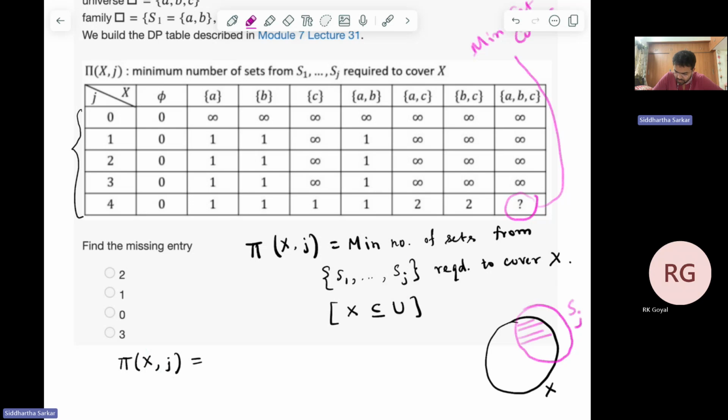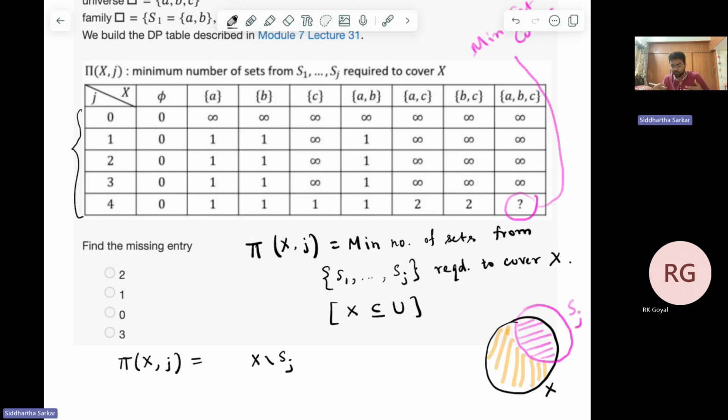So these elements of X are covered. If you take Sj in the set cover for X, then you are left with covering the remaining part of X, that is X minus Sj. So the two possibilities: you either take Sj or you don't take Sj.